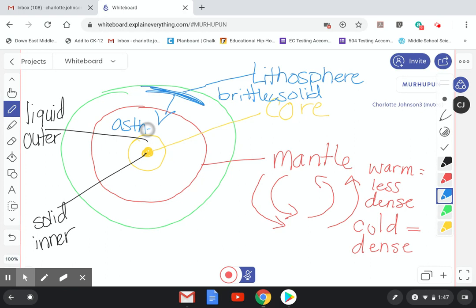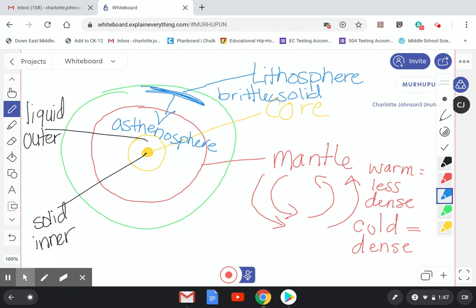So it's still moving around, but it's not going to be what we consider a substance that's similar to our crust. You can kind of think of it like silly putty almost. It's flexible enough, but it's still considered a solid.